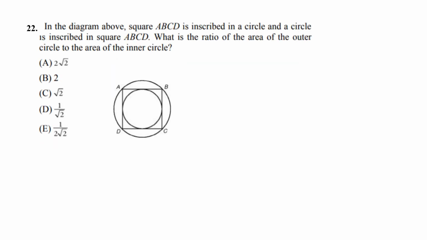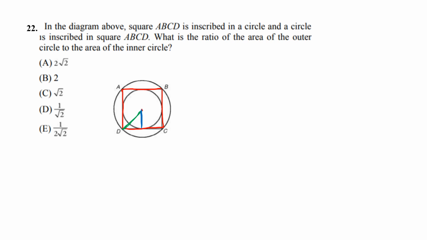In the diagram above, square ABCD is inscribed in a circle. And a circle is inscribed in that square. What is the ratio of the area of the outer circle to the area of the inner circle? All right, so based on the square, we can try to find this length, right? Because this is the radius of the bigger circle. And we can also try to find this length, which is the radius of the smaller circle.